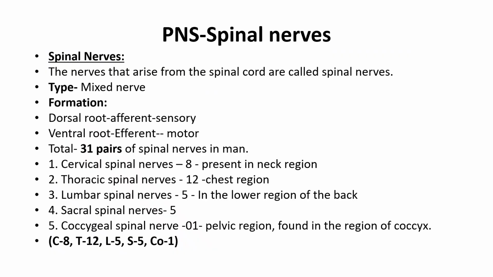The second part of the peripheral nervous system is the spinal nerves. These nerves arise from the spinal cord and are called spinal nerves. The type is mixed nerve.